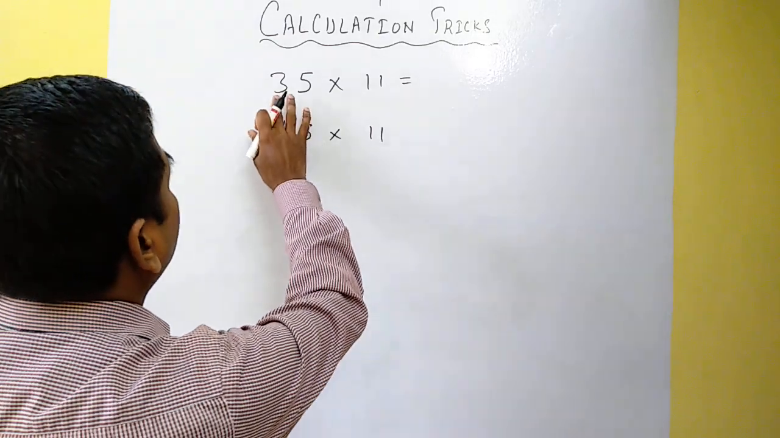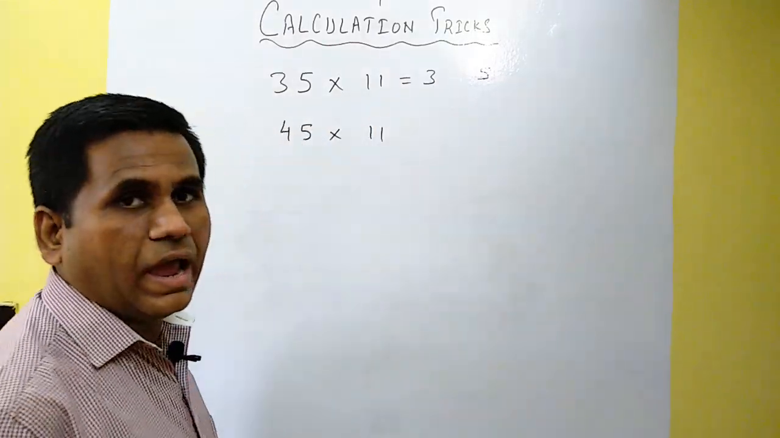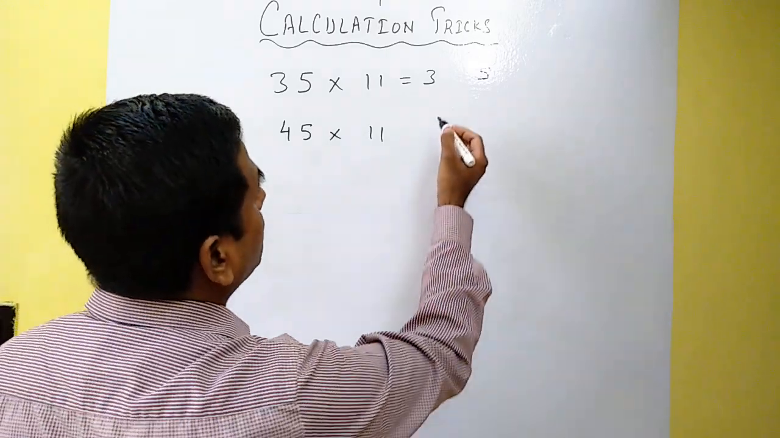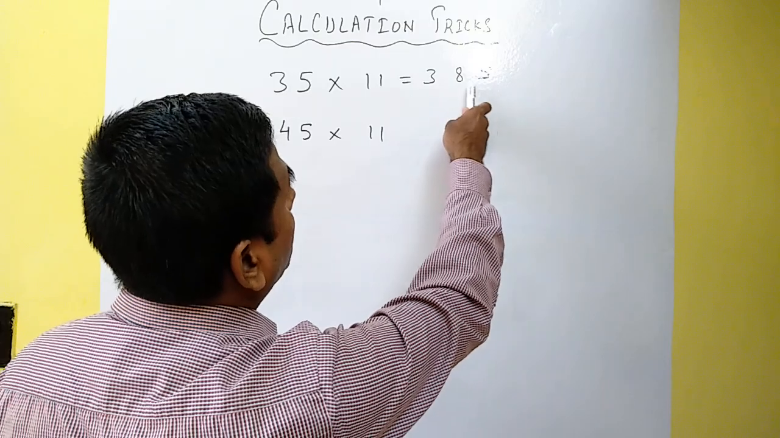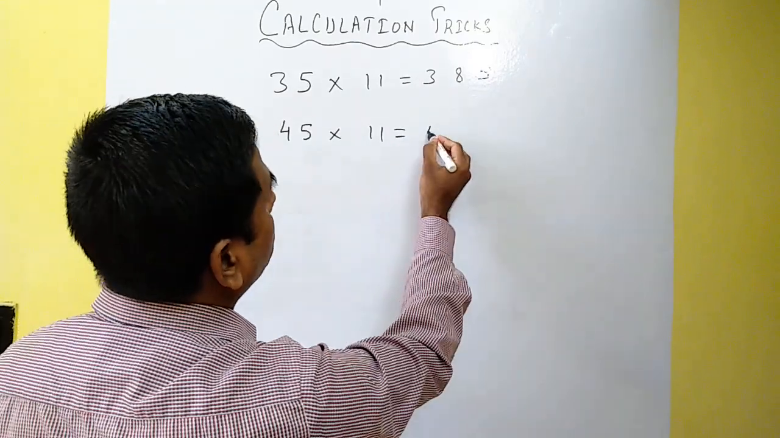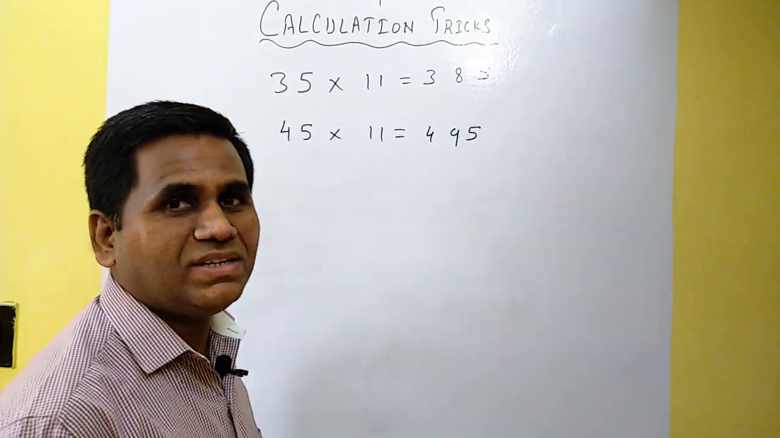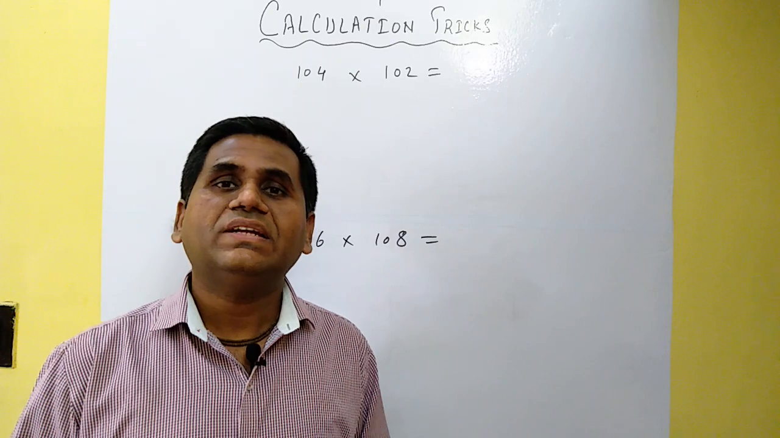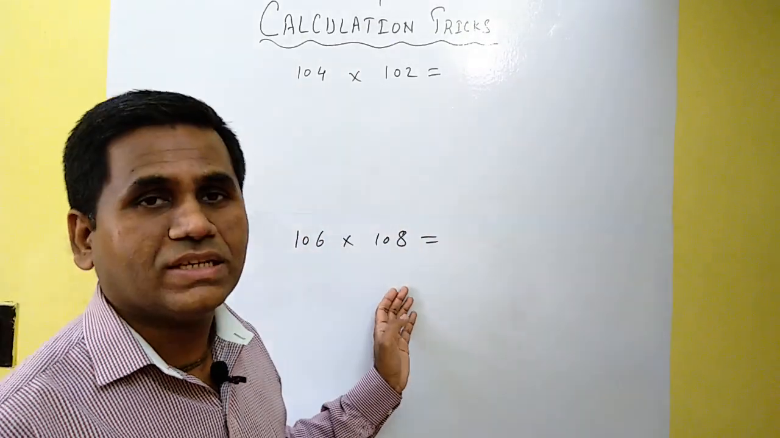It's very simple. 35, so just write 3 here, 5 here, and then what we are going to do is 3 plus 5 is 8. We have to write the sum of these two digits over here. So similarly for 45 we can write here like this. Isn't it simple, friends?